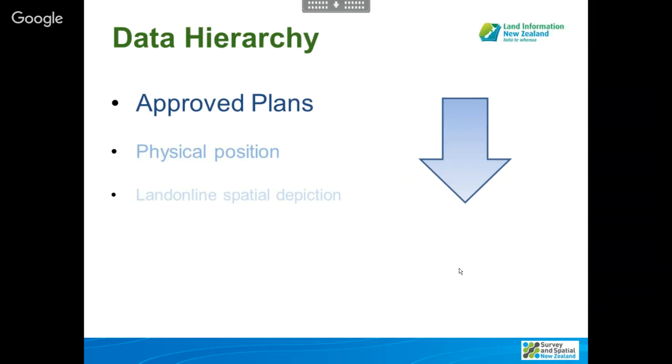And we know that in some cases it's easy to look at the data in Landonline and go, that looks right, when in fact a comparison with the approved plans will show that it may look right, it may not be in the right place. So this is one of the key points for today: Landonline spatial depiction is really down the list when it comes to relying on the shape. So it's important to treat the Landonline data with care and not rely on it in the first instance when comparing old and new definitions. It's important to verify from the authoritative record that the digital depiction is accurate.